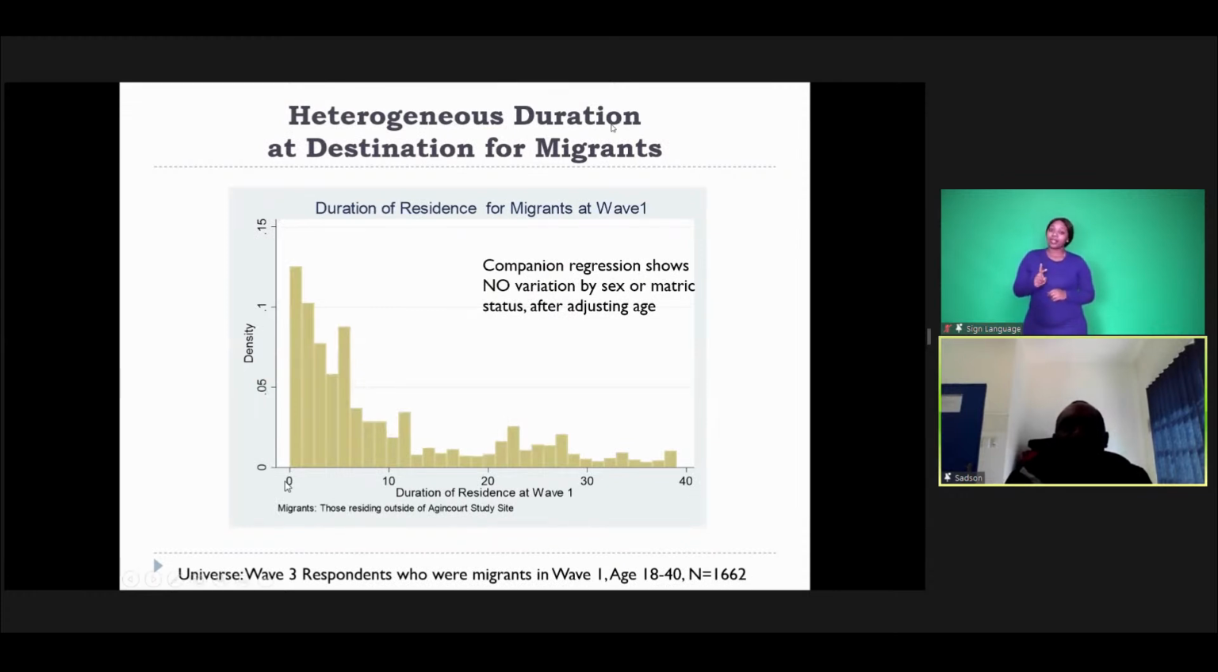Again, in terms of duration of our sample after they have migrated, the comparison regression shows no variation by sex or matric level education, after adjusting for age. And you can see our data set showing from 0 to 10, then 10 to 20, it's like a graph from the top going down, picking up a little, but these variations do not show any differences when compared by sex and educational level, especially matric level.